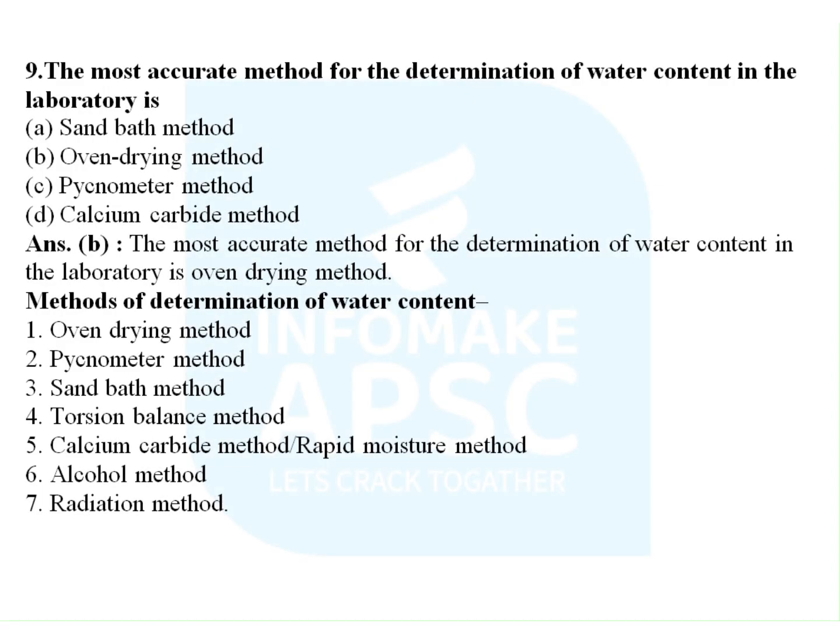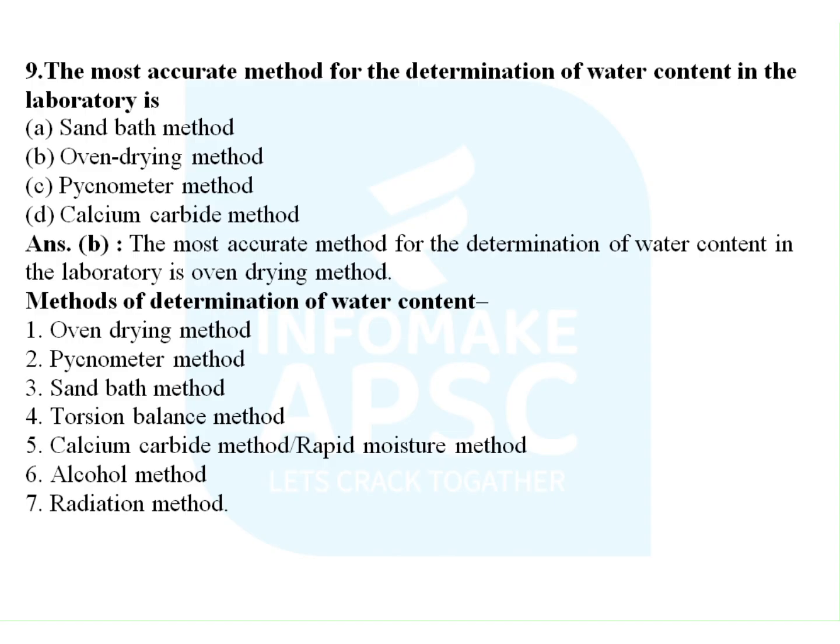Question number 9. The most accurate method for the determination of water content in the laboratory is A. Sand bath method. B. Oven drying method. C. Pycnometer method. D. Calcium carbide method. So the correct answer, B.